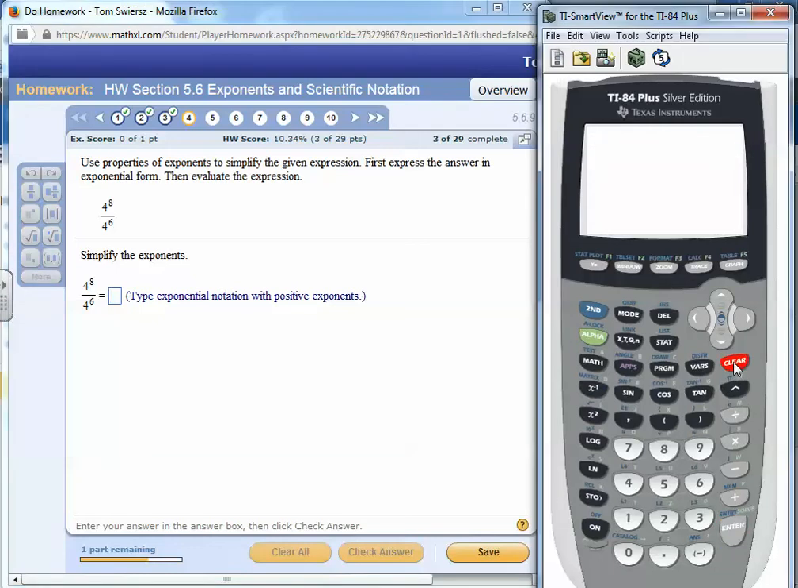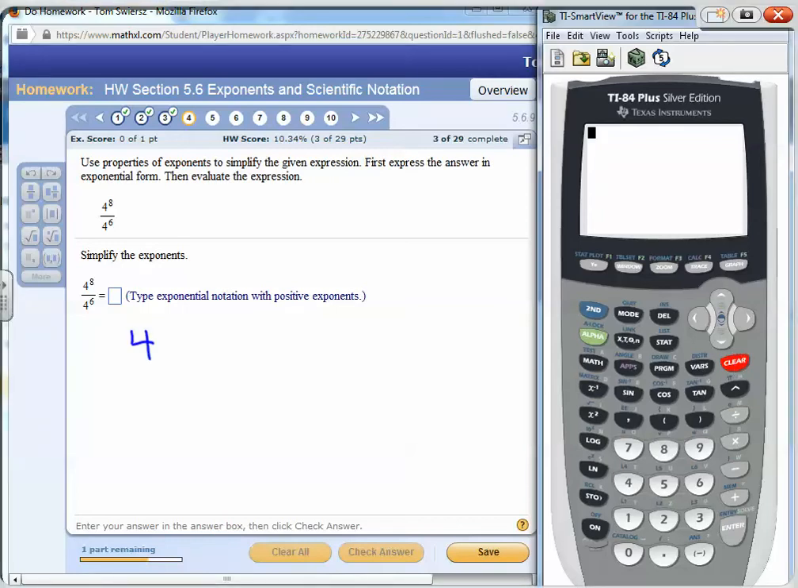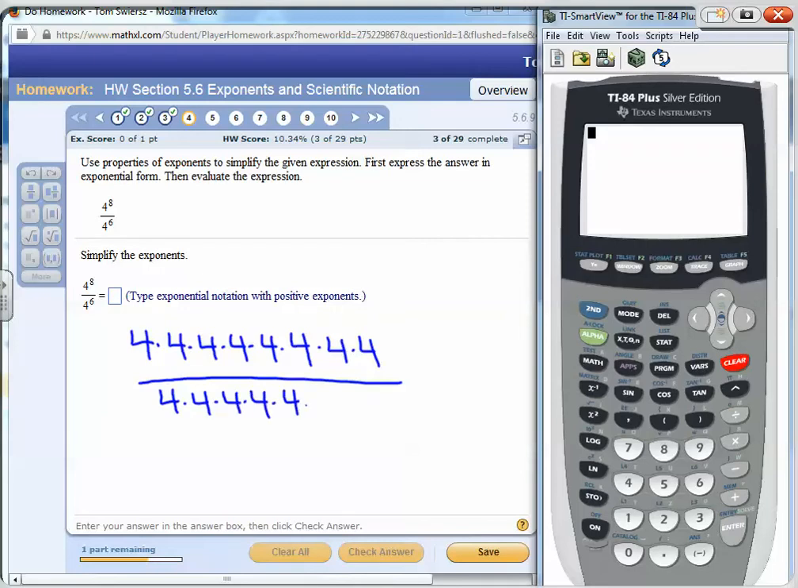Okay, when you're dividing, you're going to subtract the exponents. Notice, the reason is, if we think about 4 to the 8th, it's 4 times itself 8 times, right? What's in the denominator? 4 times itself 6 times. Every 4 over 4 is 1. We can cancel, cancel, cancel, cancel, cancel, right? We cancel 6 of them. What's left? 2 of them, right?